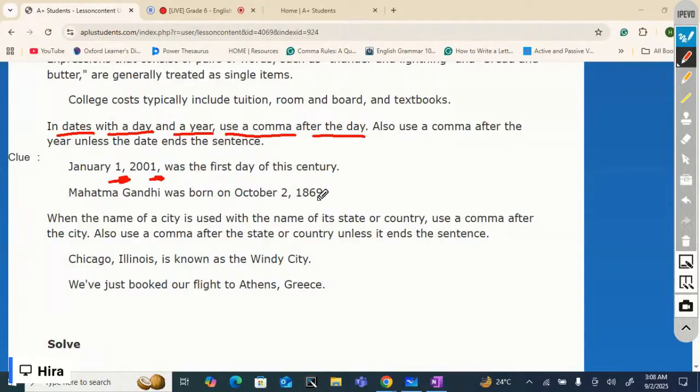So in this date, a comma is used after the day only because it's a date with a day and a year. And after the year the sentence ends, so the date ends, so we don't use any other comma. I hope you understand.